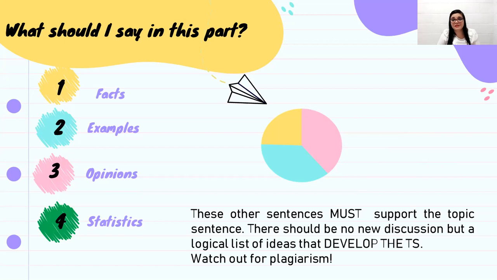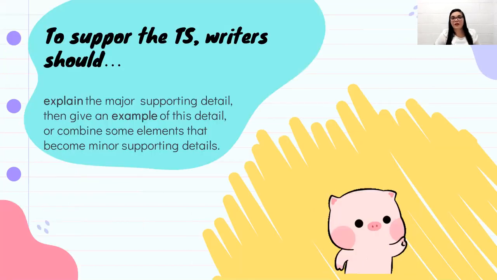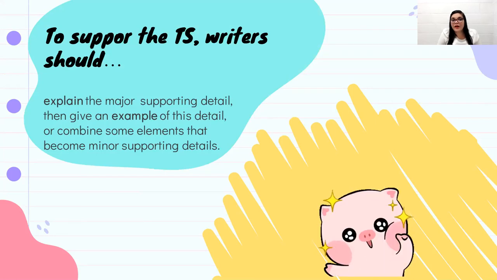Watch out here for plagiarism, because while trying to include facts, examples, opinions, or statistics, you're using information written by somebody else. But what happens if you don't acknowledge or cite the person who said those words? Then you're plagiarizing. So you've got to be very careful with that. We don't want to commit a crime like this. We should be very careful not to take someone's idea without giving credit to the person who really wrote them.